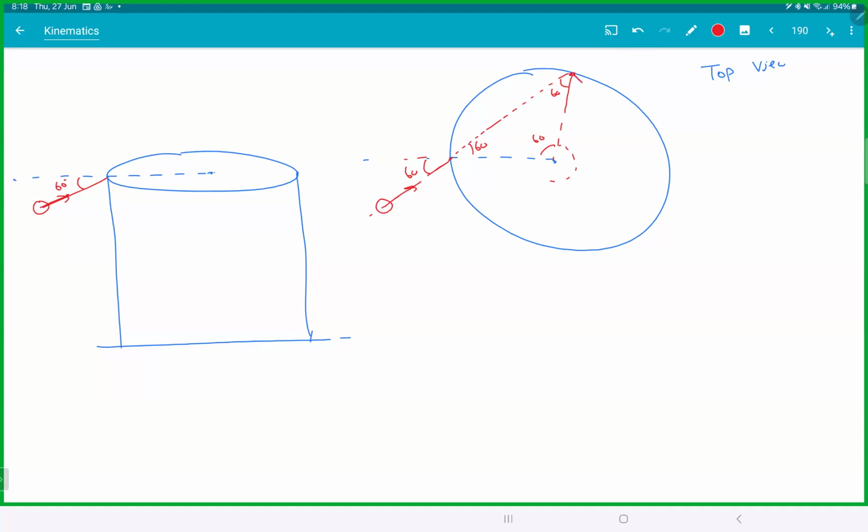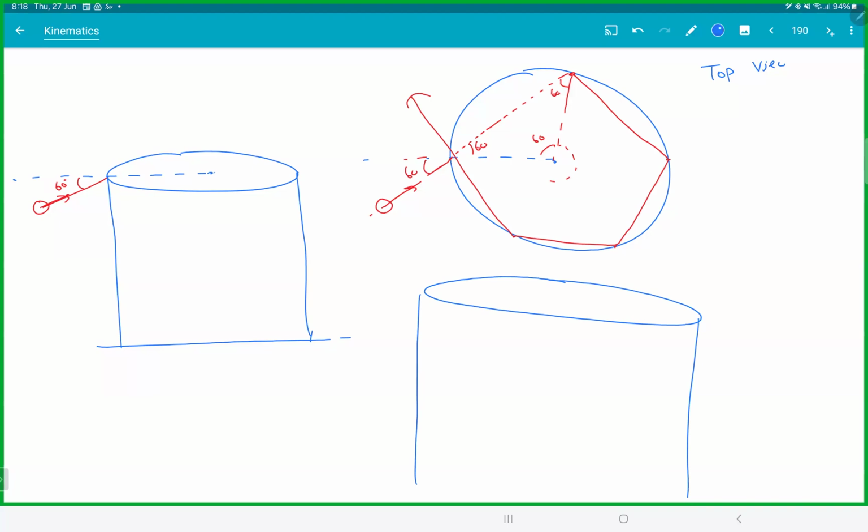It will collide here. It will collide here. It will collide here. It will collide here. It will collide here. You'll get a pentagon. That means in the side view, you have to fold the parabola like a pentagon 5 times inside. Meaning you start from here.